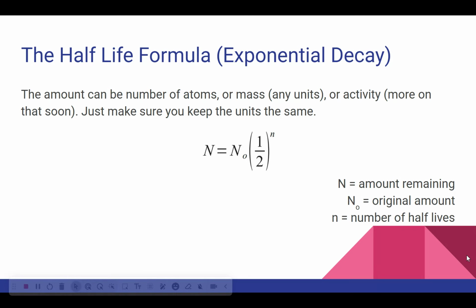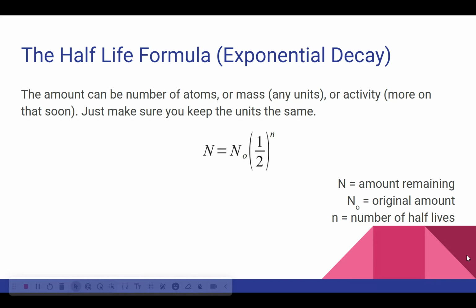But this is the way that we're looking at it and the way that it's presented on our Physics 30 datasheet. So, in this formula, capital N on the left is the amount remaining of something. The N0 is the original amount, and little n, the exponent in the top right, is the number of half-lives that have passed. Now we've got to be careful here.